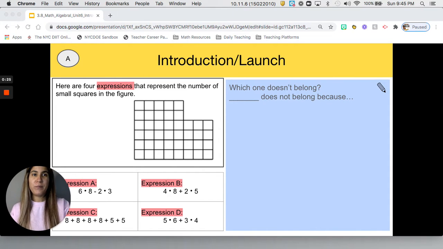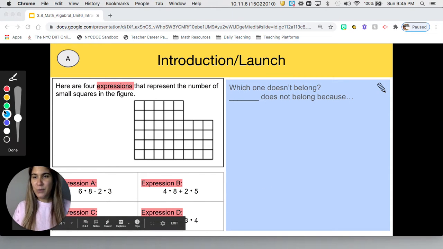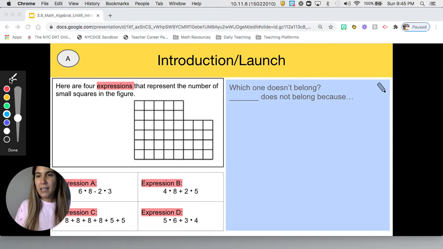Okay, so in the first part, we see that it says, going to highlight this here with my drawing tool, here are 4 expressions that represent the number of small squares in the figure. So it's talking about the squares in the figure. The word expressions, these 4 expressions are right here: Expression A, B, expression C, and expression D.